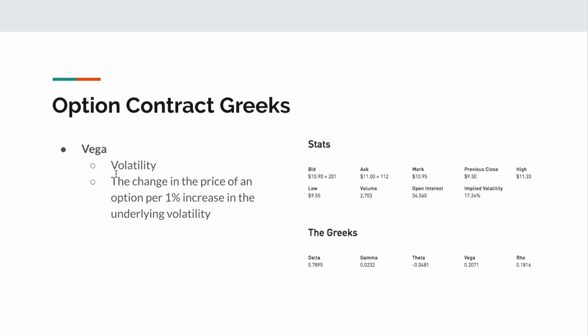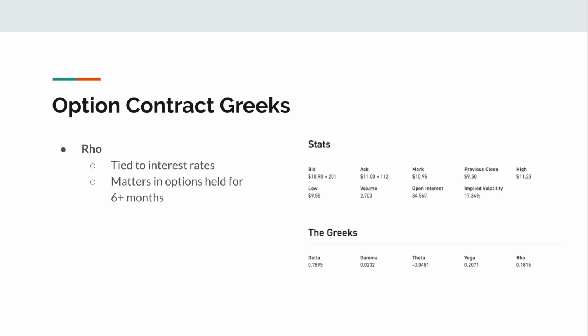Vega is directly tied into volatility. It's the change in price of an option per 1% increase or decrease in the underlying volatility. And then finally, rho, we just covered that real quick. It only matters when you're trading options for 6+ months, as interest rates are tied into the market.